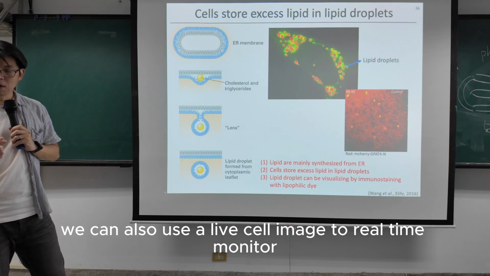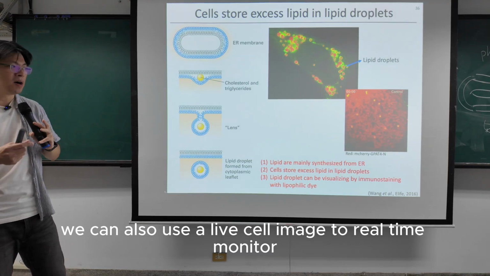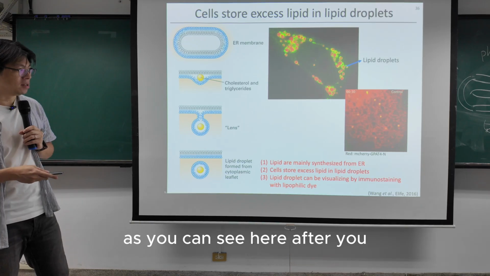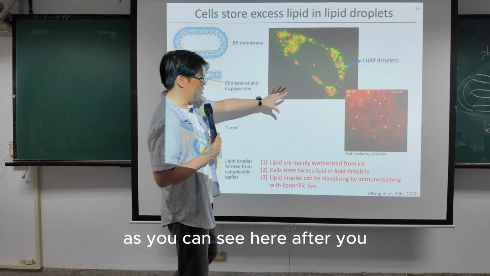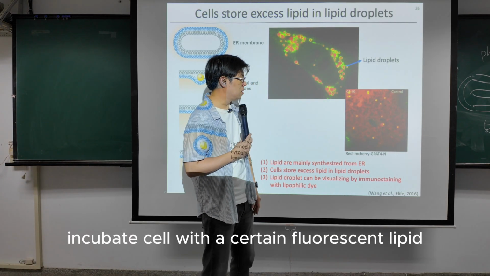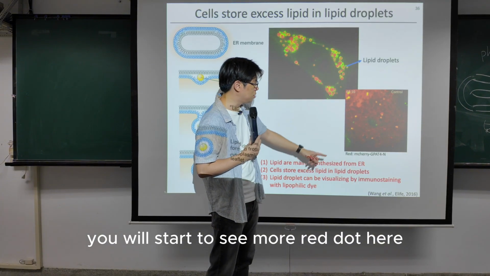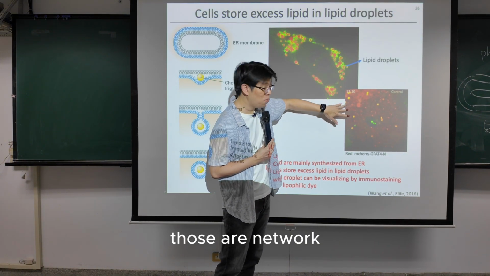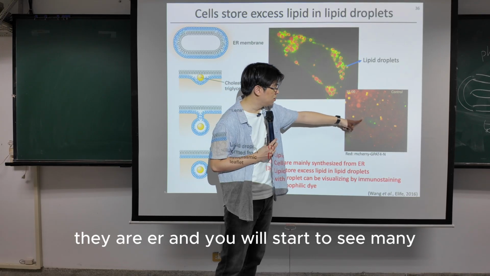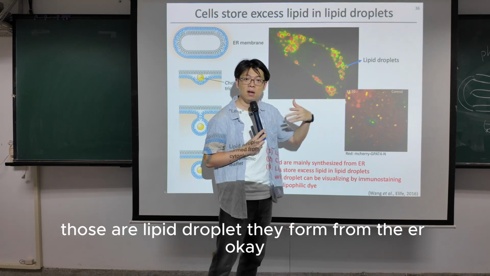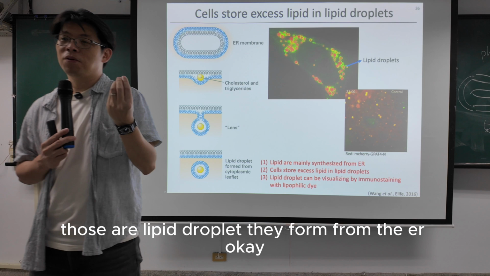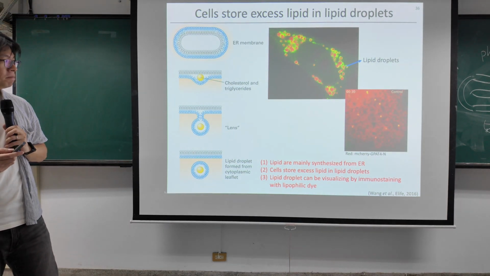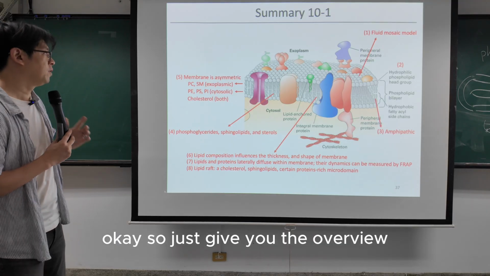And we can also use live cell imaging to monitor the formation of those lipid droplets in real time, as you can see here. After you incubate cells with certain fluorescent lipid, you will start to see more red dots here. Those network structures are the ER. And you will start to see many red dots here. Those are lipid droplets. They form from the ER, okay?